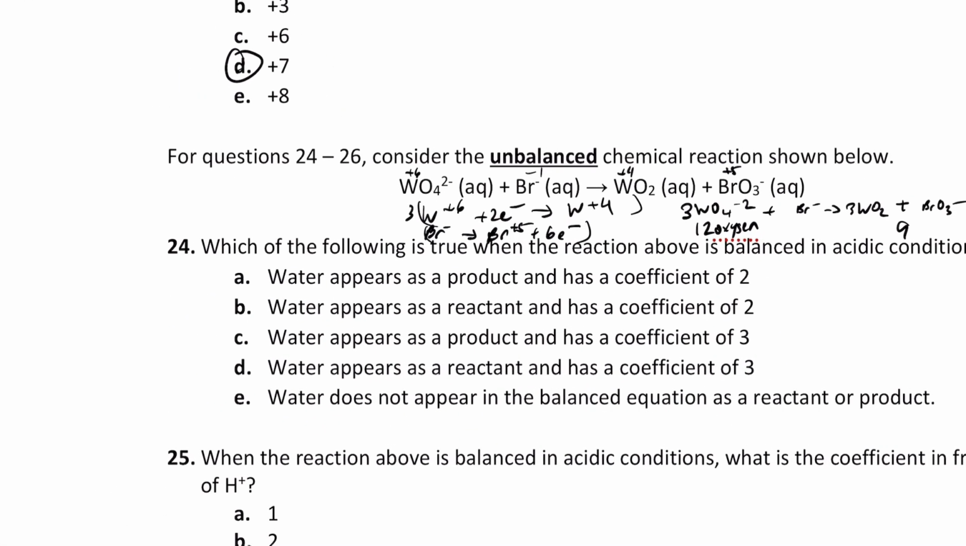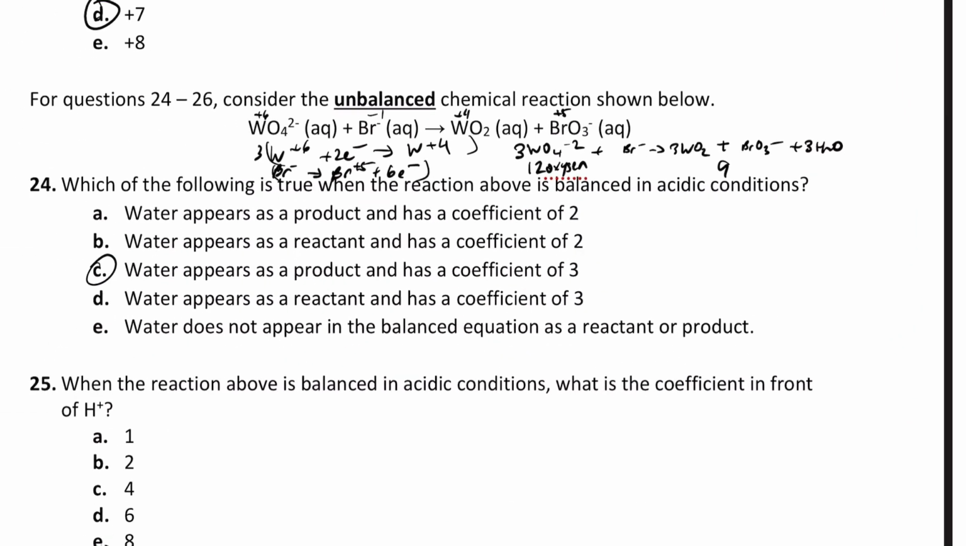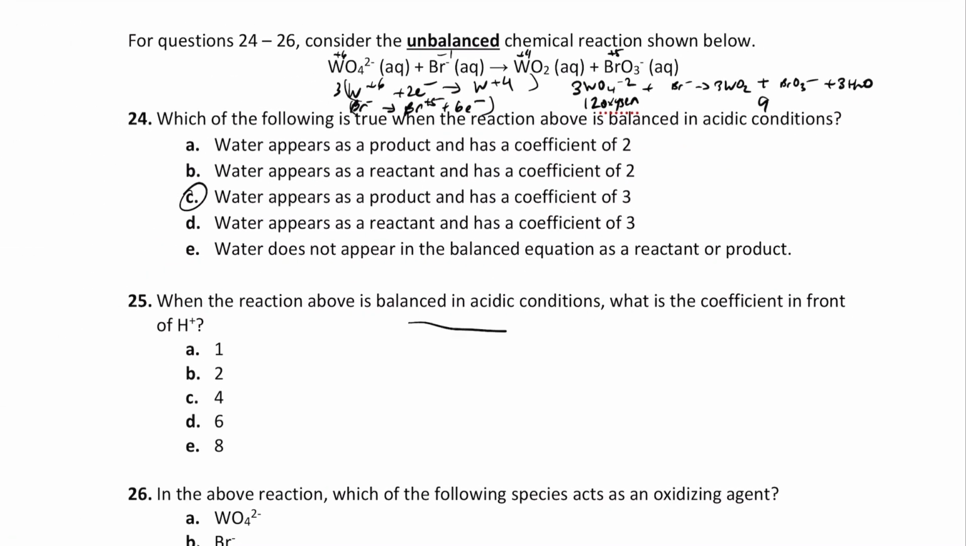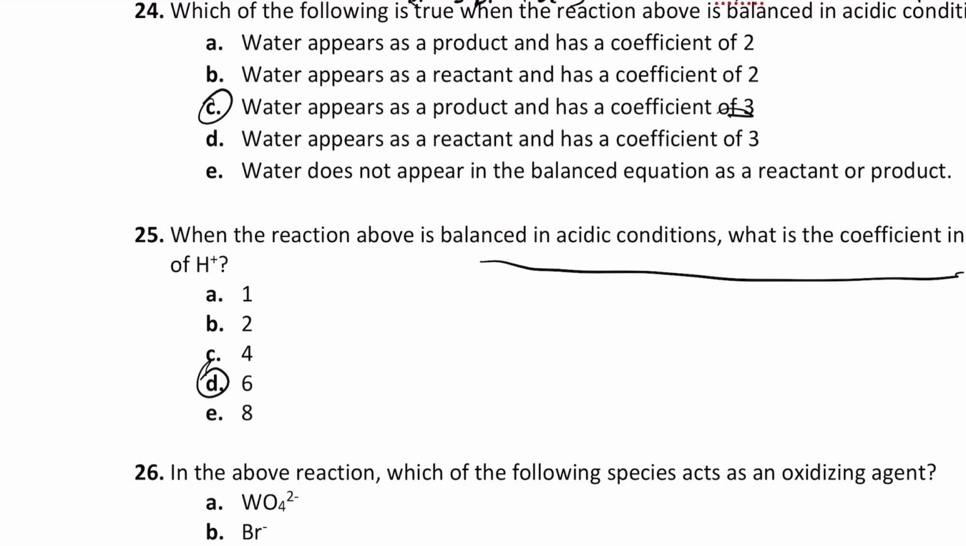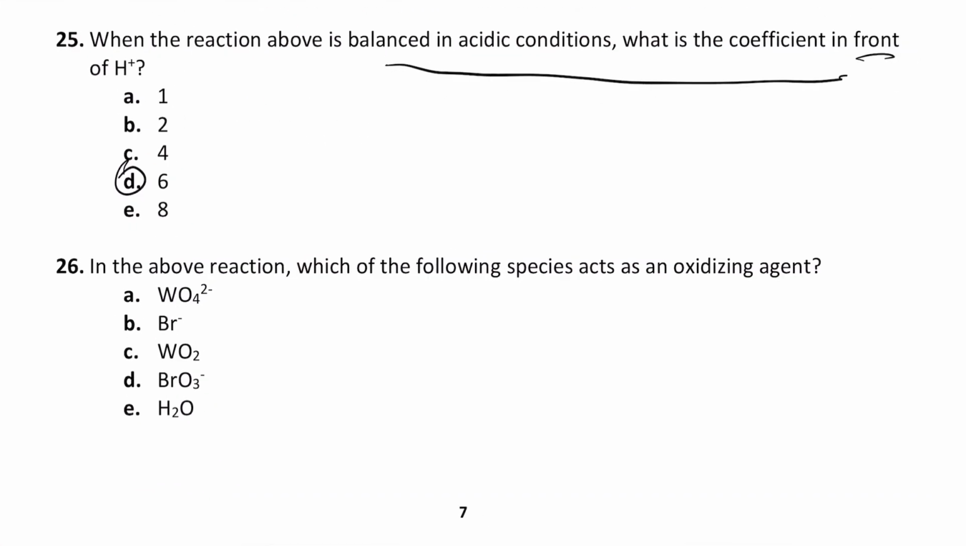Water appears to be a product with 3. C. All right. Yep, that's good. When the reaction above is acidic, what's the coefficient in front of H plus? If this has to be 3, there's no other H's here, so that means there has to be a 6 in front of it. So D.